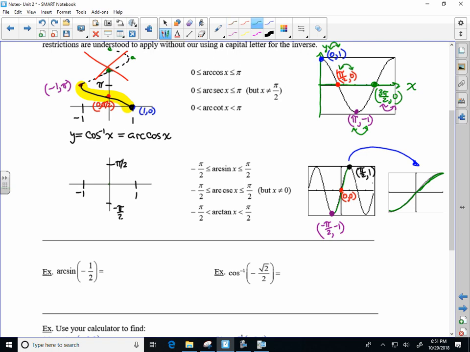Plot some points. I get a 0, 0. I got a negative 1, comma, negative pi over 2. That's going to be in purple. Again, I'm plotting these points backwards. These points are getting plotted in the reverse order, but 0, 0 is the same forwards and backwards. And then 1, comma, pi over 2 is going to put me right here.